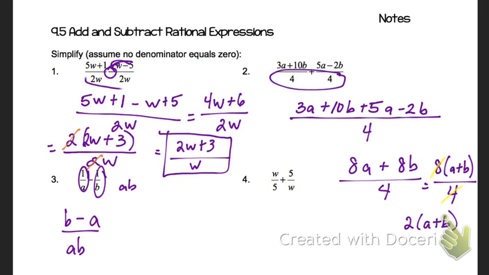So sometimes when I have one like this, I think about cross multiplying. So this is the answer. B minus A over AB. And that's all you can do. Can't cancel anything else.